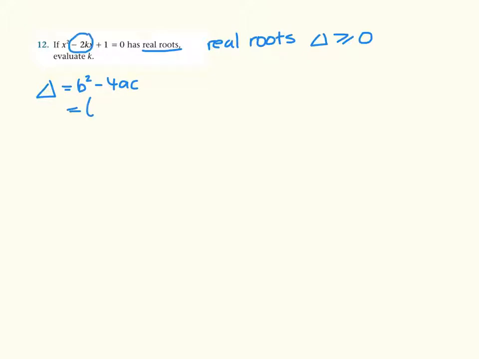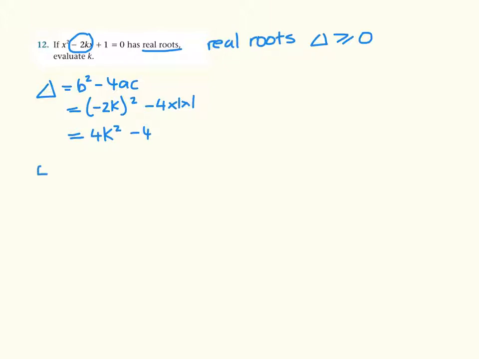All right, a slightly different but quite common question. If x squared minus 2kx plus 1 has real roots, evaluate k. Now, real roots means the discriminant is greater than or equal to 0. So that means that we might have 1 or 2 solutions. So let's work it out. b squared minus 4ac. Now be careful, your b is negative 2k. So negative 2k all squared minus 4 times 1 times 1, which is 4. So we end up with 4k squared minus 4.